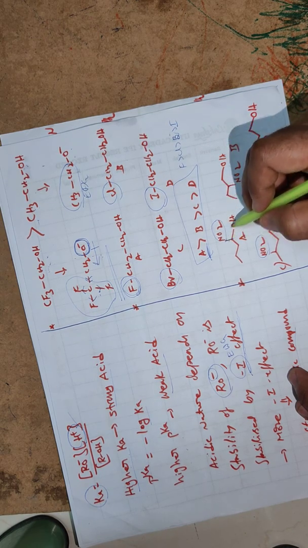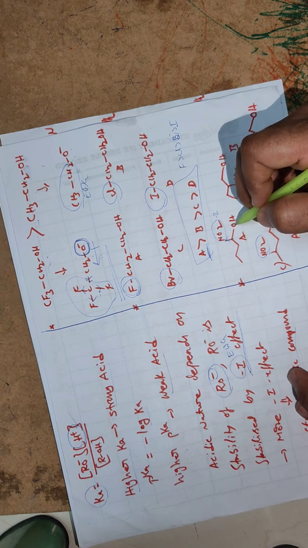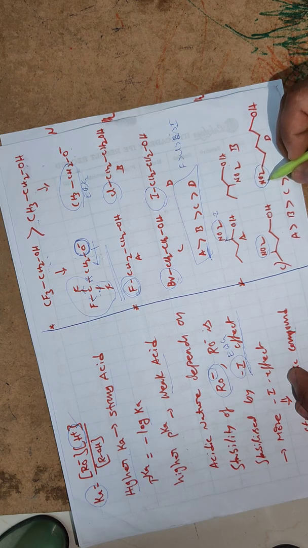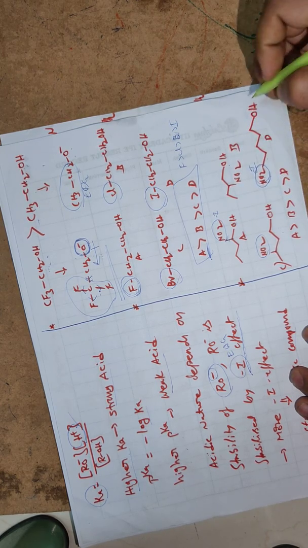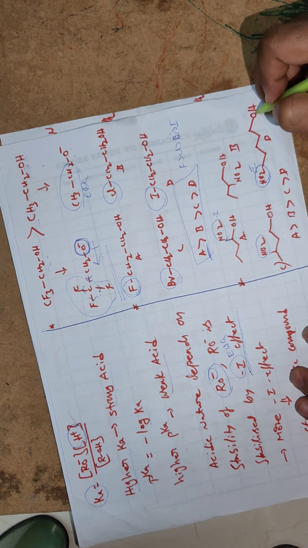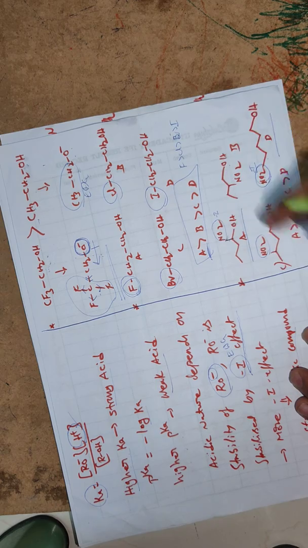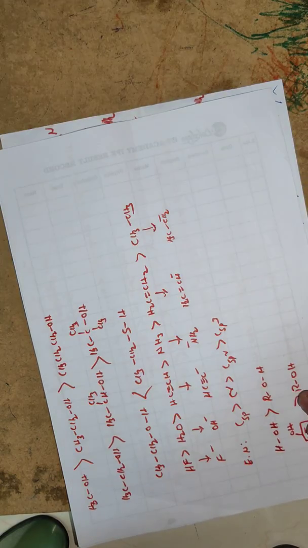So this NO2 is very close to this OH group. The minus I effect of this NO2 is working more on this OH group. In this case, that NO2 is at the terminal, so the minus I effect of this NO2 is working very less on this oxygen. So it is a weaker acid, and that one is a stronger acid. So A, B, C, D. Generally you are saying the inductive effect is distance dependent.